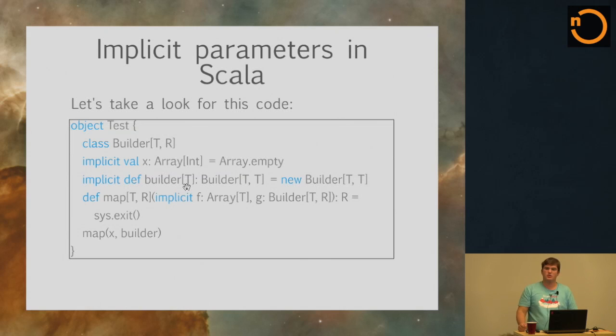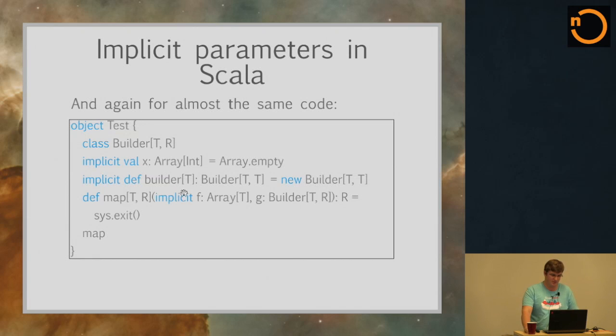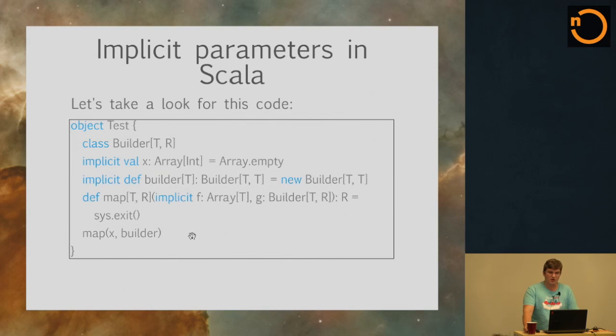So I can make a small poll. Who thinks that these two examples compile? Can you show the other one again? The other one is the same, but the parameters are passed implicitly, actually. So nobody wants to participate in the poll.